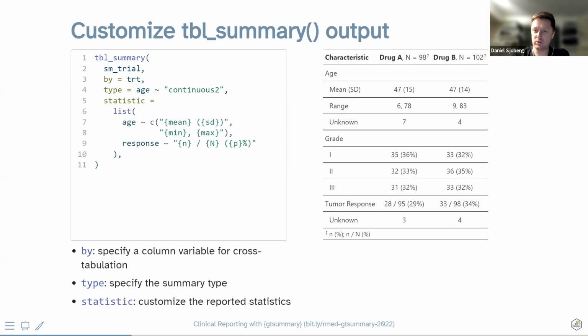So now here we're going to modify the default statistics. So like you saw previously, the default was median IQR, but here I'm telling it, instead of the median IQR for age, I'd like to see the mean and the standard deviation, and then also the min and the max. For my response variable, please add the denominator, so to make it very explicit what this binary variable is out of. So you can see on the right that those are the changes that have been made.